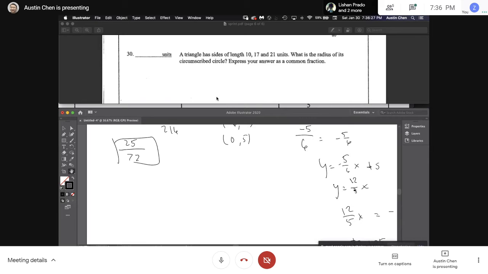Okay, last problem. A triangle has sides of length 10, 17, and 21 units. What is the radius of its circumscribed circle? Express your answer as a common fraction. Okay, so the radius of the circumscribed circle, that's just the circumradius, right?